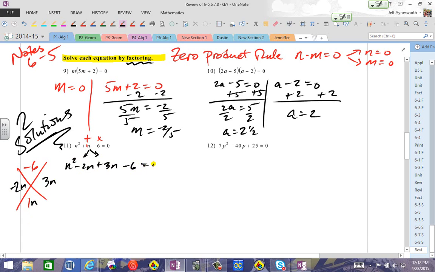Now you do a little factor by grouping. This is your first group, that's your second group. Out of the first group, you factor out an n. Out of the second group, you factor out a 3. Then you factor out the common factor. Oh, that's correct. The n minus 2 is in common, so you want n minus 2 times the remaining terms, n plus 3.